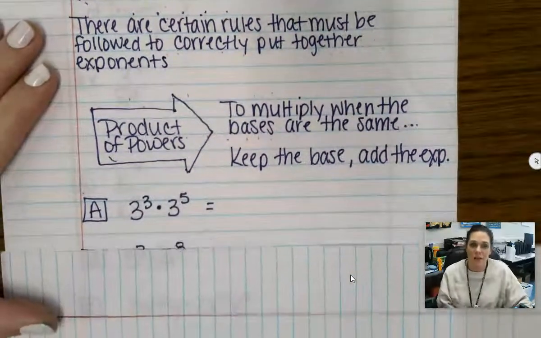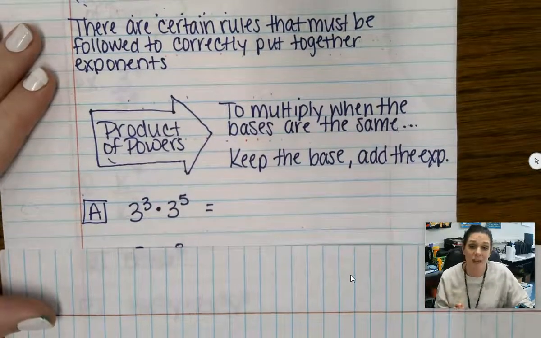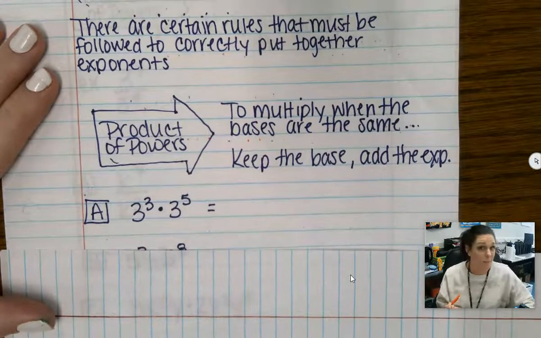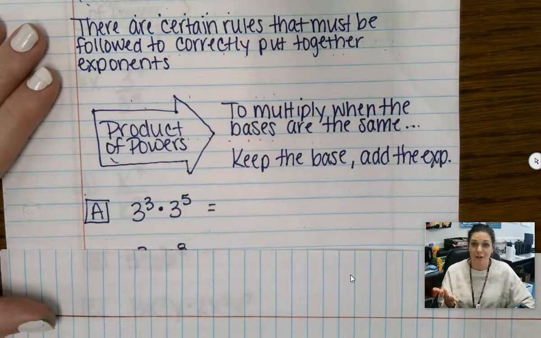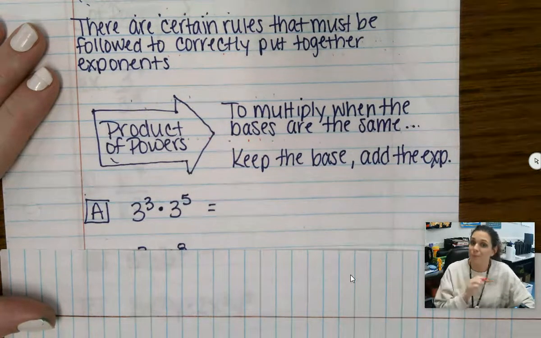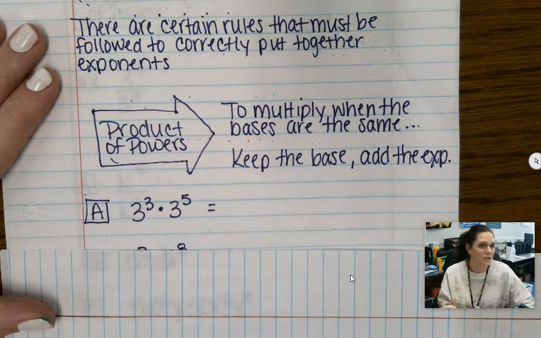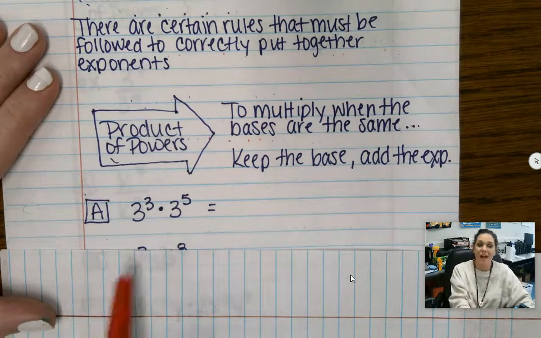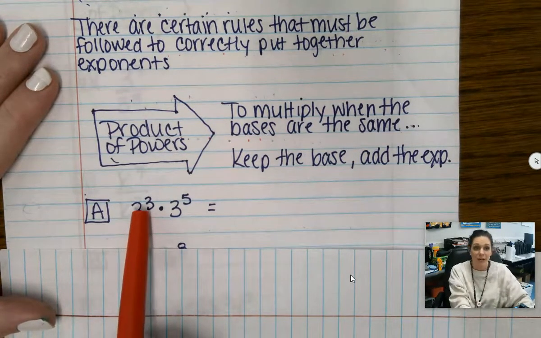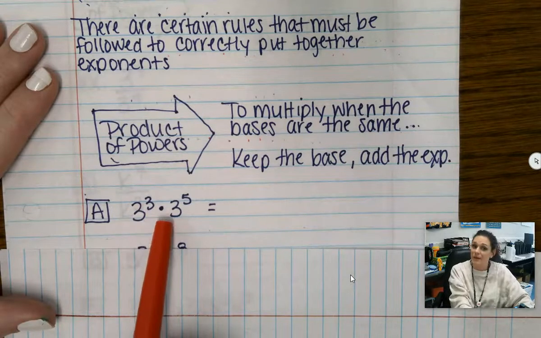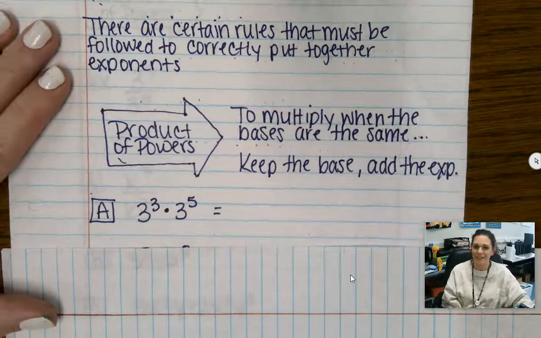So this is our first example. On any of these examples, I'm going to pause after reading them out loud. If you want to try it yourself, I would encourage you to pause the video, do it, and then see if your answer matches mine. All right, so I have a base of 3 raised to the 3rd power with a base of 3 raised to the 5th power, and I'm multiplying them together.